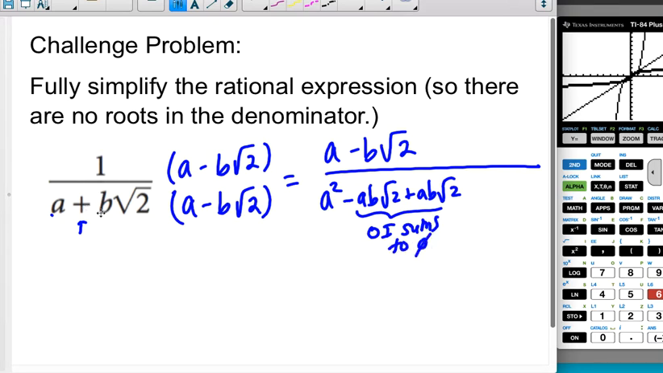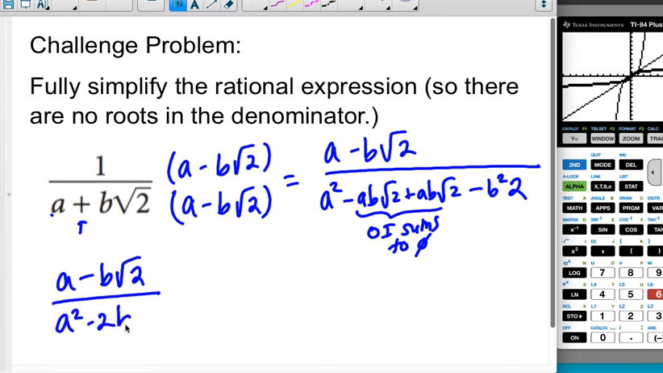And then I'm going to get that this is a minus b times b, so that'd be b squared, and a root 2 times a root 2, which seems to be a 2. So I'm pretty sure my final answer is a minus b root 2 all over a squared minus 2b squared. And that is about as good as it gets.